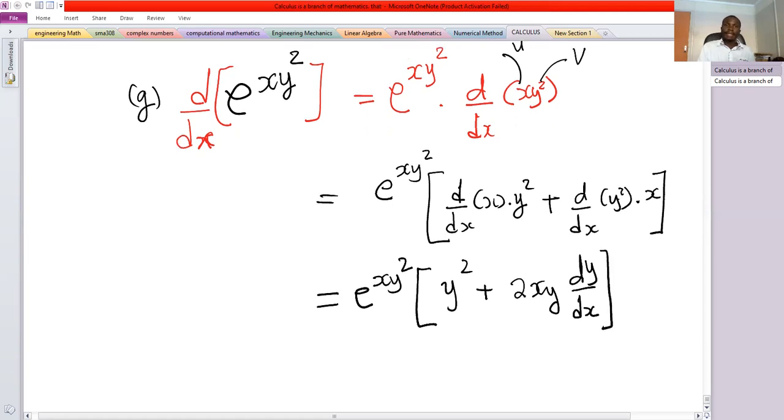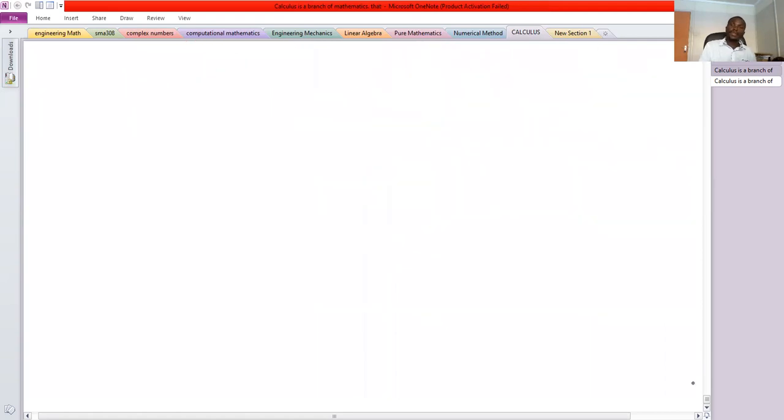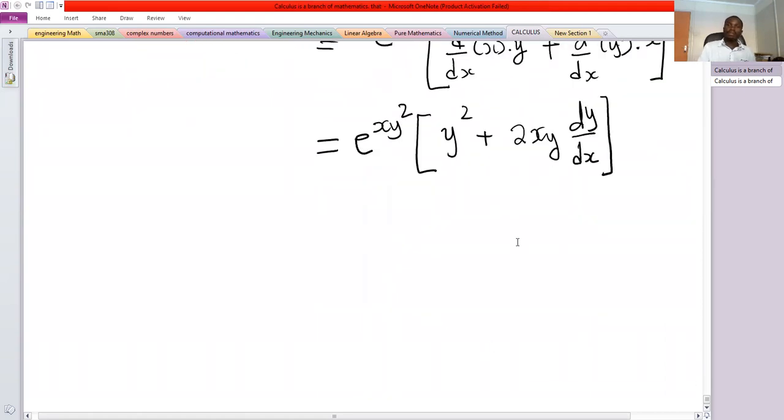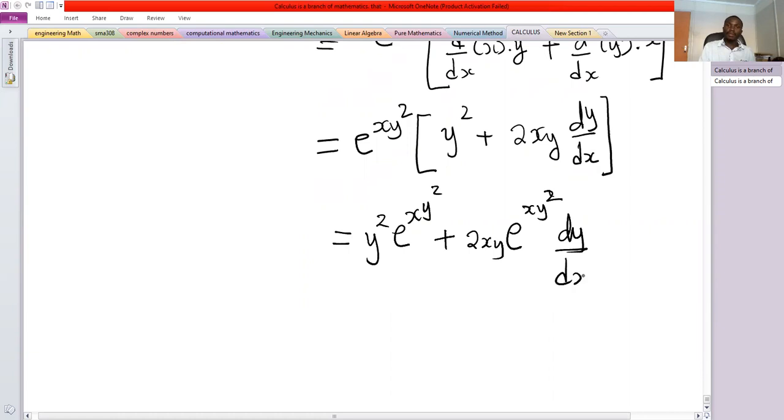And then lastly, you can go further and say it is the same as y squared e raised to the power x y squared plus 2xy e raised to the power x y squared dy/dx.